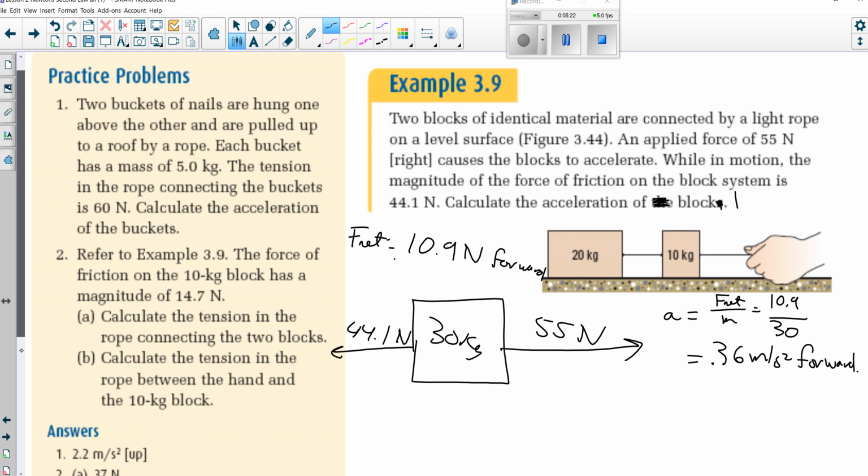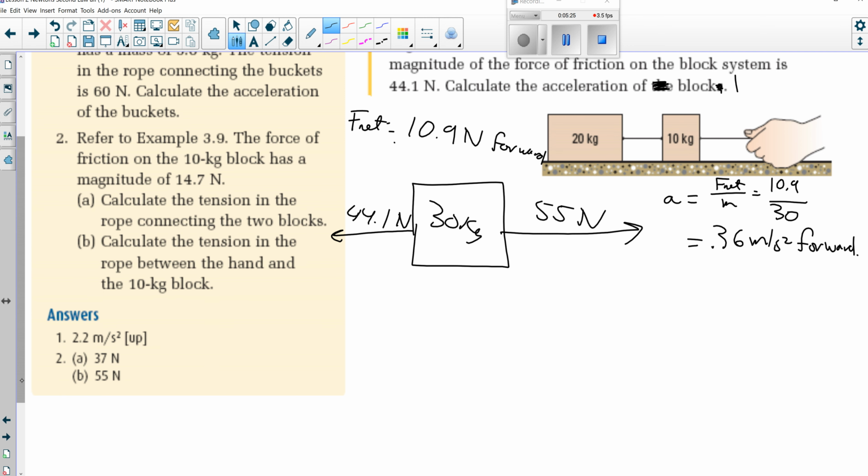Okay, so what we did is we asked, which block should I use to calculate this? And we decided yesterday we had more information about the 10 kilogram block after being given that number, the 14.7 newtons. So we drew a free body diagram of just the 10 kilogram block, because the rope connecting the two is pulling on it. Which way is it pulling on the 10 kilogram block?